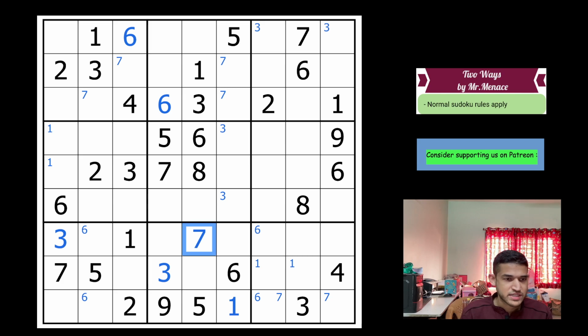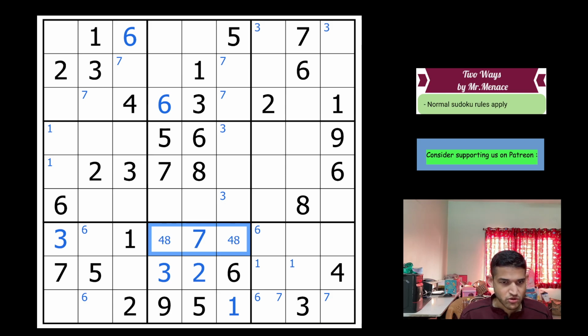Okay, so let's start writing center candidates now. So there's too many digits already. 3, 6, 7, 1, 5, 9. So look at this cell, it is 2, 4 or 8, but it cannot be 4 or 8, so it has to be 2. So which means this forms a 4, 8 pair.